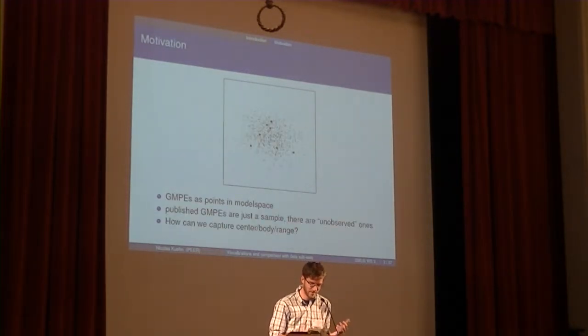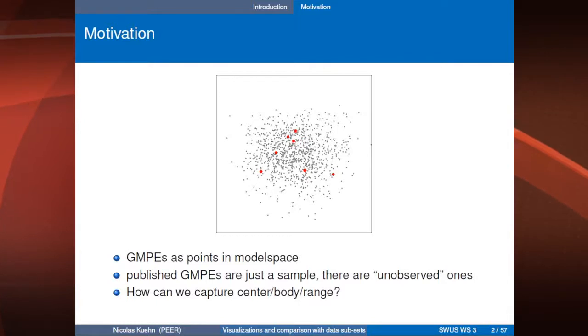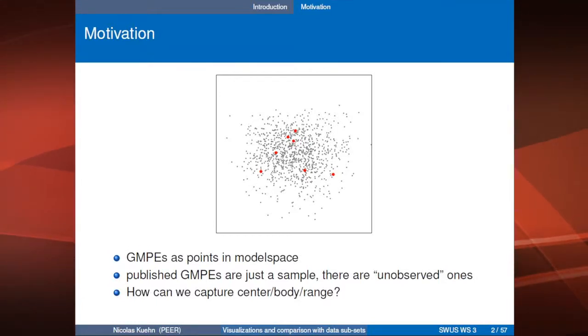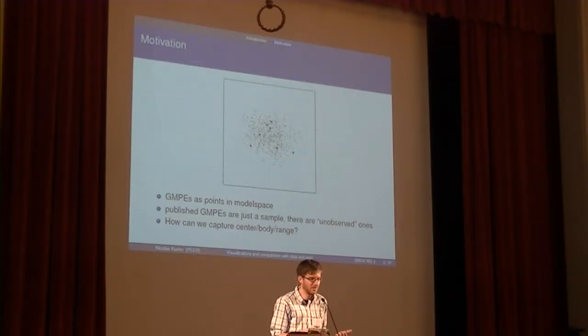So basically what we think is something like this. There are a lot of different possible GMPEs that just haven't been observed yet. The reason is that NGA employed 5 developers and not 10. There's a limited amount of data. In the future, you might have not very different data, but just different data, which might give rise to a different GMPE. So the question is, to really appreciate the center, body, and range, we somehow need to get these gray points, the unpublished models, when we only have the red points.